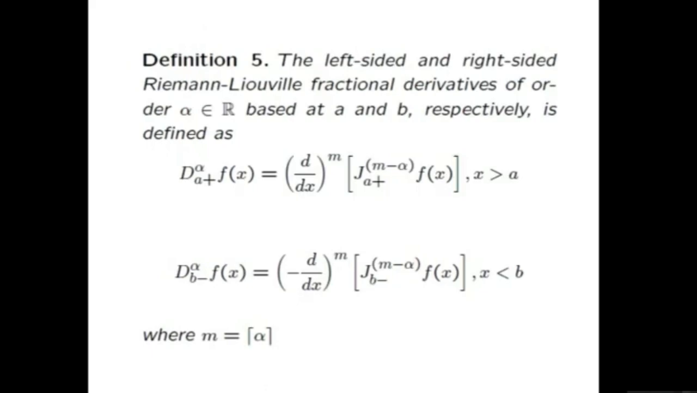The first encounter we actually have with the fractional calculus is the Riemann-Liouville definition of the non-integer order integral, which is defined on a finite closed interval on the real axis. The left-sided and right-sided Riemann-Liouville fractional integrals of order alpha, a real number, based at a and b respectively, are defined in these integral forms. Notice here that a is the lower bound on the first integral, where x is greater than a, and b is the upper bound on the second integral, with x being less than b.